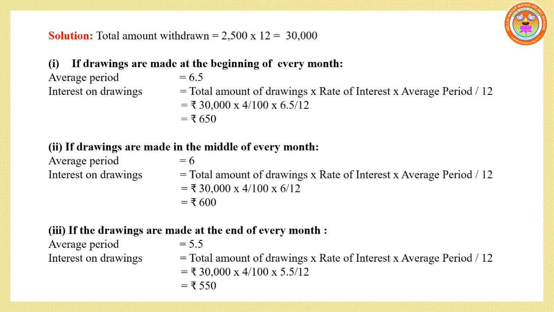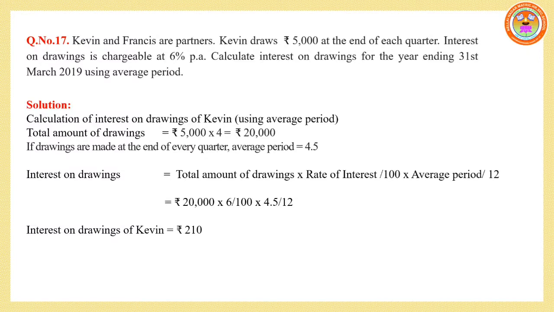Now read question number 17. Kevin and Francis are partners. Kevin withdraws rupees 5,000 at the end of each quarter. Underline this word, end of each quarter. Interest on drawings is chargeable at 6% per annum. Calculate interest on drawings for the year ending 31st March 2019 using average period.